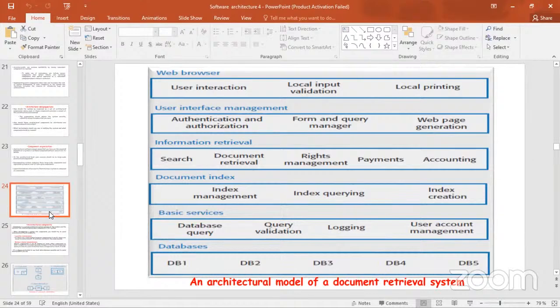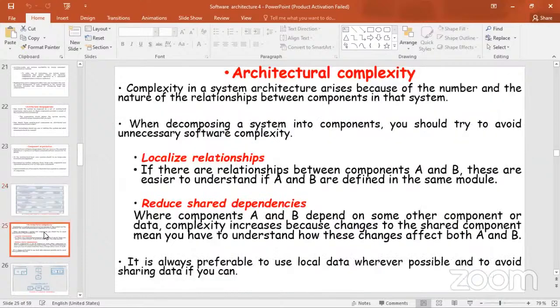So for document indexing, you have index management, index query, index creation. Then basic services: database query, query validation, login, user account management. Then databases, you have several databases.